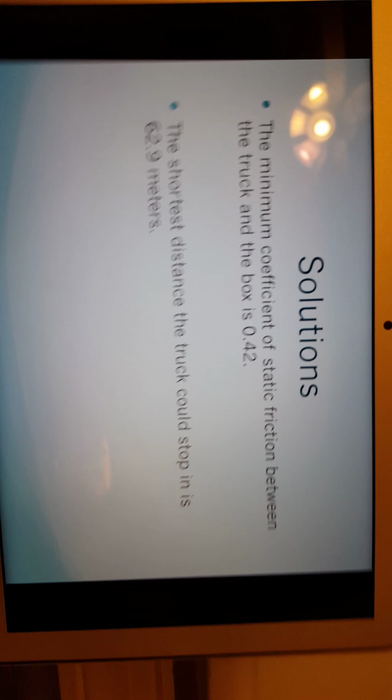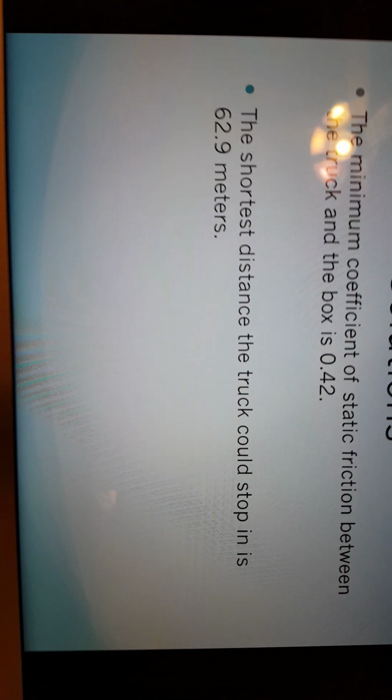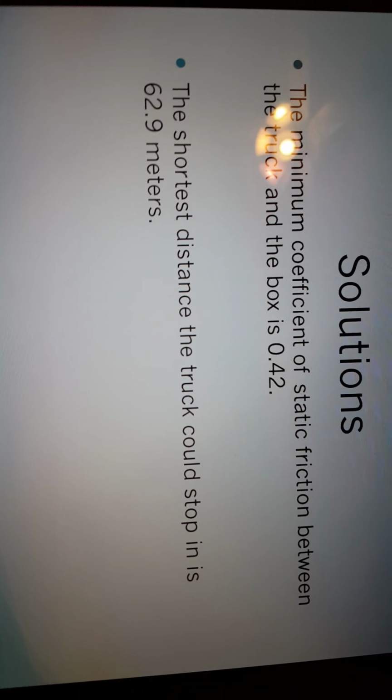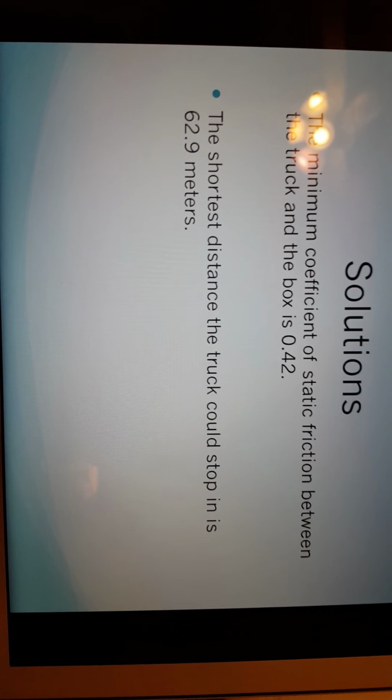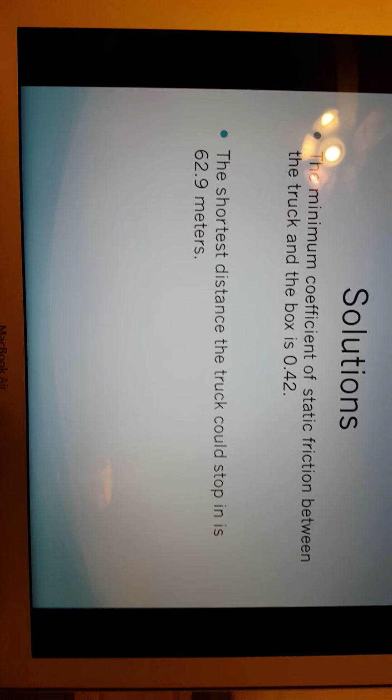So now we've solved for both, and we can write out our solutions. The minimum coefficient of static friction between the truck and the box is 0.42. The shortest distance the truck could stop in is 62.9 meters.